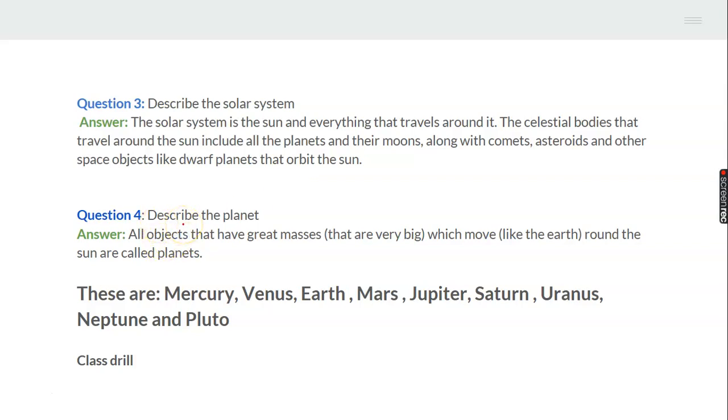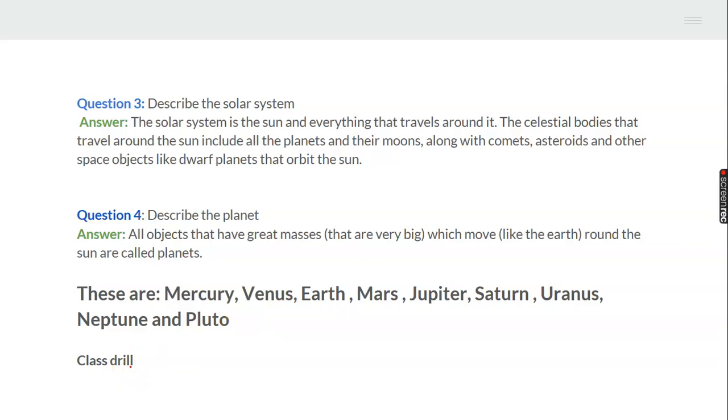Then the fourth question says, describe the planets. You can call planets all objects, okay? Anything in the sky is a celestial body. Celestial body is everything in the sky, the moon, the planet, and all sorts. So all celestial objects that have great masses, meaning they are very big, which move like the earth round the sun, are called planets. They all move around the sun, that's what it means. So in your explanation, you can go ahead and name all the planets that we have, which you have here.